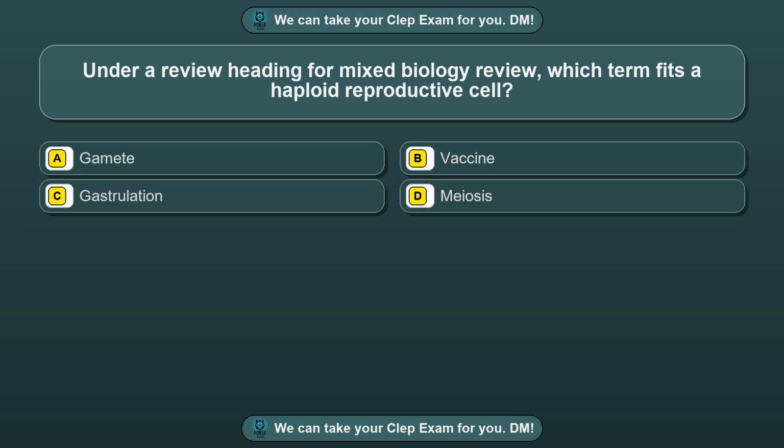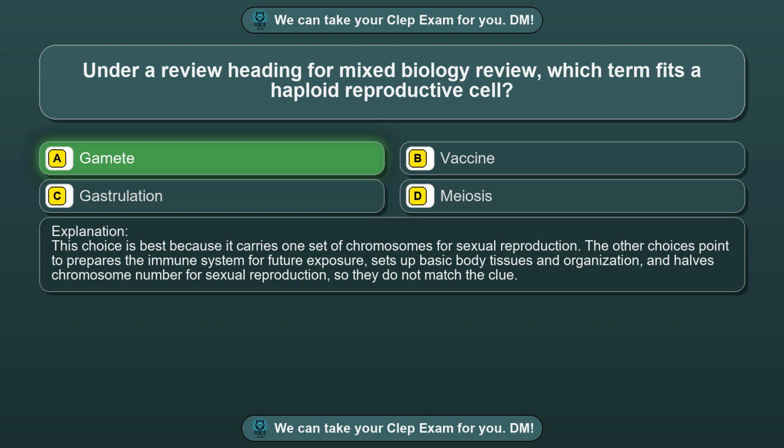Question 77. Under a review heading for mixed biology review, which term fits a haploid reproductive cell? Option A, gamete. Option B, vaccine. Option C, gastrulation. Option D, meiosis. The correct answer is option A, gamete. This choice is best because it carries one set of chromosomes for sexual reproduction. The other choices point to prepares the immune system for future exposure, sets up basic body tissues and organization, and has chromosome number for sexual reproduction, so they do not match the clue.